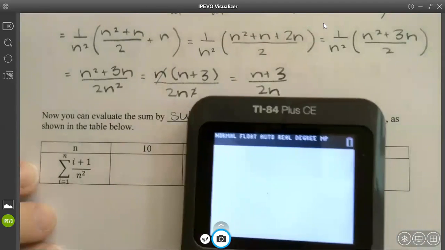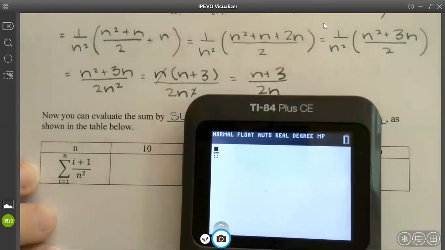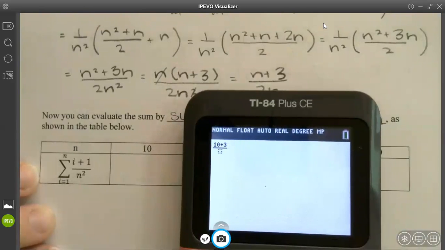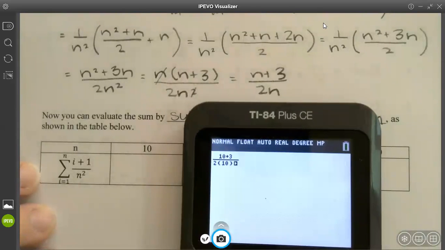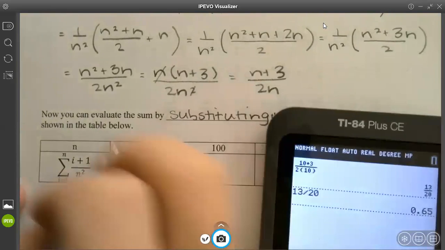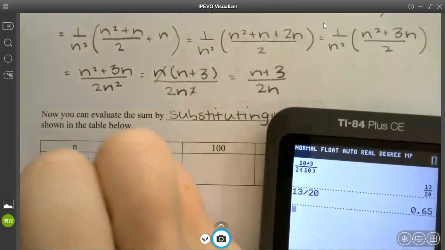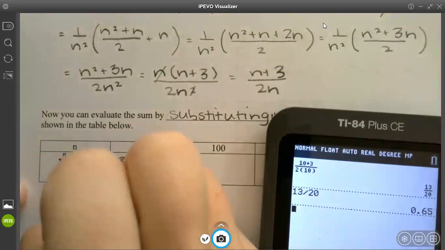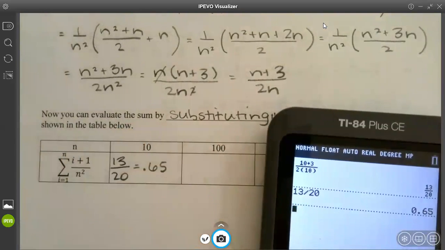So we're going to use our calculator. And we have 10 plus 3 over 2 times 10. Does everybody understand where that's coming from? I'm just plugging 10 into what we got. And we get 13 over 20. If you want it as a decimal, it's 0.65. So I'm going to write both of them down. 13 over 20 or 0.65, whichever one that you want.